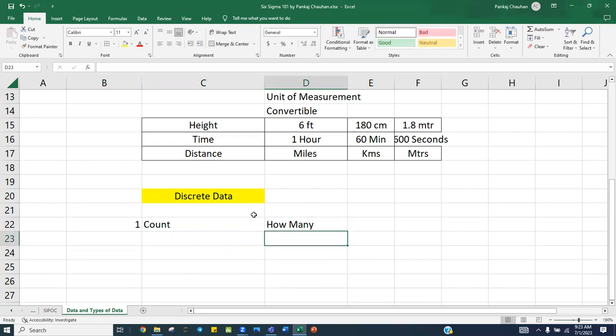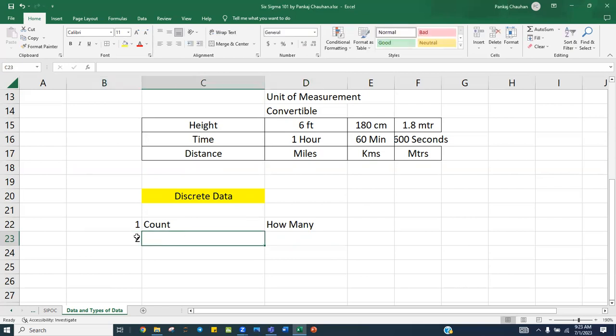How many times you have watched a movie, count. How many cities you have visited, you cannot break it down to a further meaningful unit. How many phones until now you have owned, you cannot convert it. So when it comes with how many, like number of people or number of objects or number of nouns, it's count data.